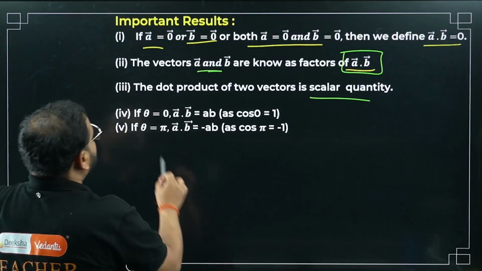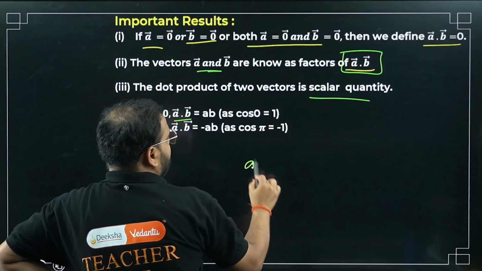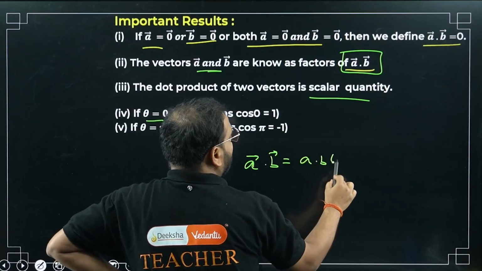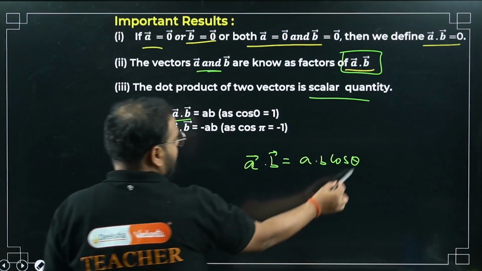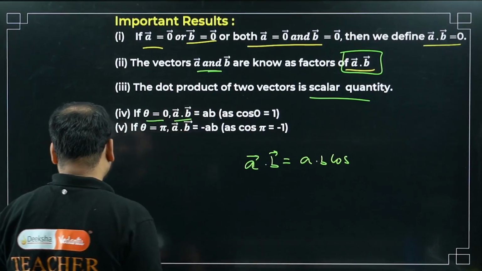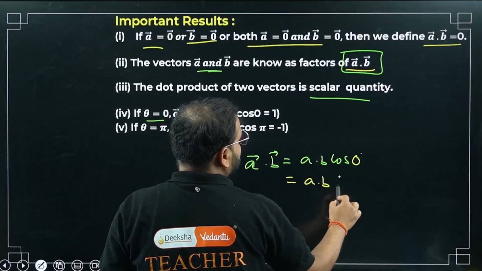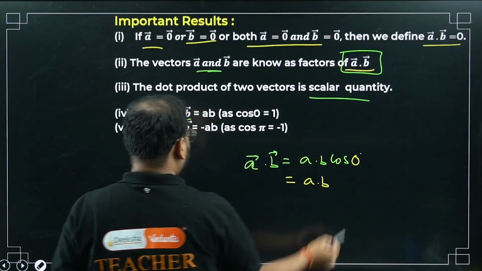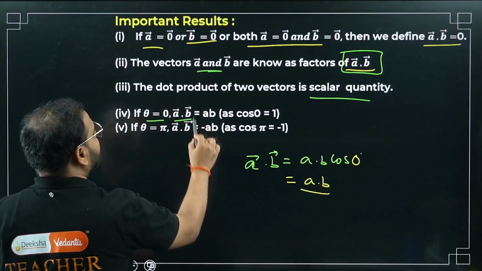If theta is 0, what is A dot B going to be? Think about it. A dot B, we know, is going to be A B cos theta. If theta is 0, it means cos 0. So cos 0 is how much? Cos 0 is 1. So we write this as simply AB times 1. Simply it is AB.